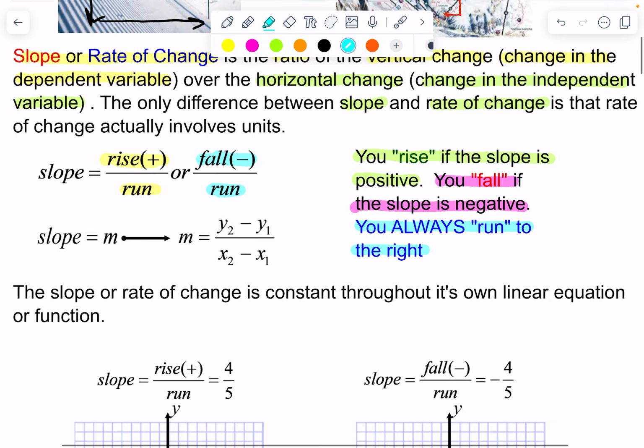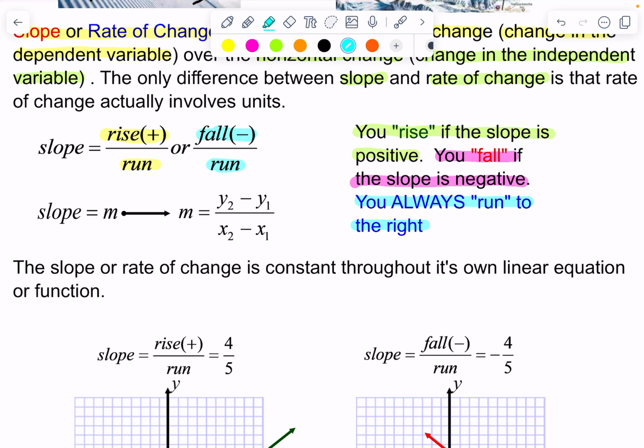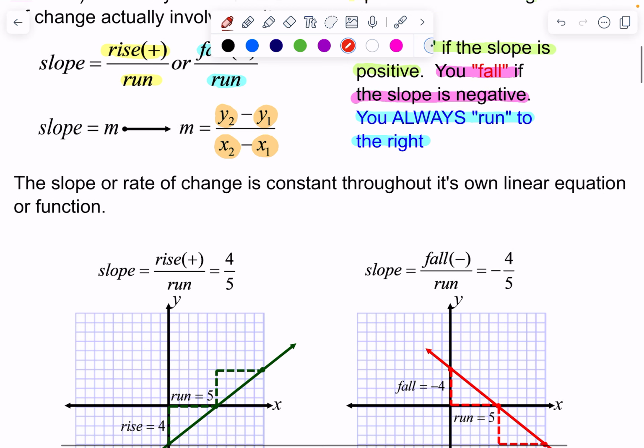The slope or the rate of change also has a formula, and the formula for rate of change or slope is the y2 value minus the y1 value divided by the x2 value minus the x1 value. Notice that the y's are the change in the dependent variable and the x's are the change in the independent variable. And x1, y1 is the first point you choose. It's up to you. And your x2, y2 is the second point that you choose. It's up to you.